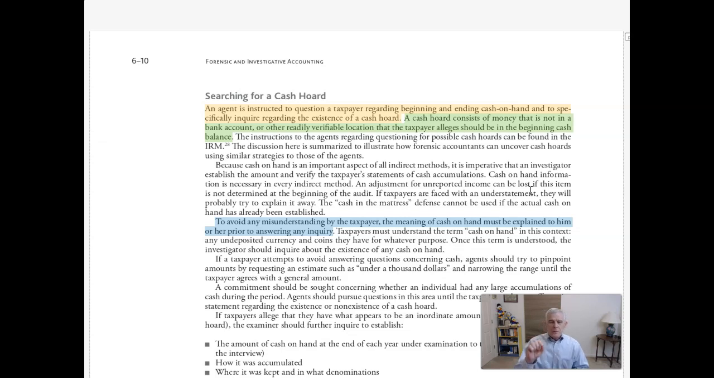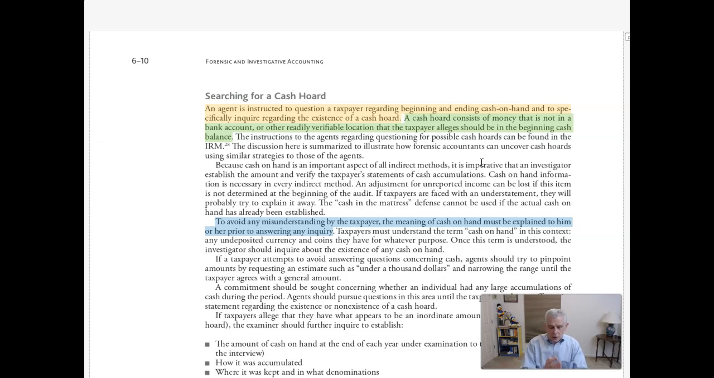It could be true. So what the agent needs to do right off the bat is see if there's a cash hoard, they call it, that the taxpayer has. Now, in the green here, a cash hoard consists of money that is not in a bank account, other related verification, that the taxpayer alleges should be in the beginning cash balance. So you say, well, I know it's not showing up in my cash T, but I had that at the beginning of the year. I was paying out cash for a lot of these expenses. So you need to get that verified at the beginning.